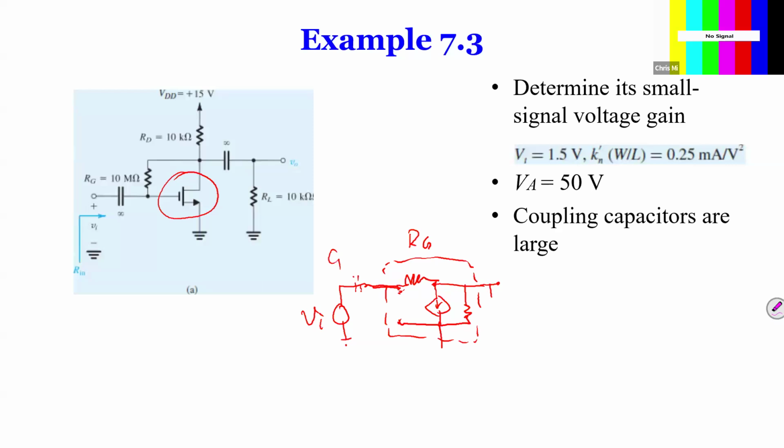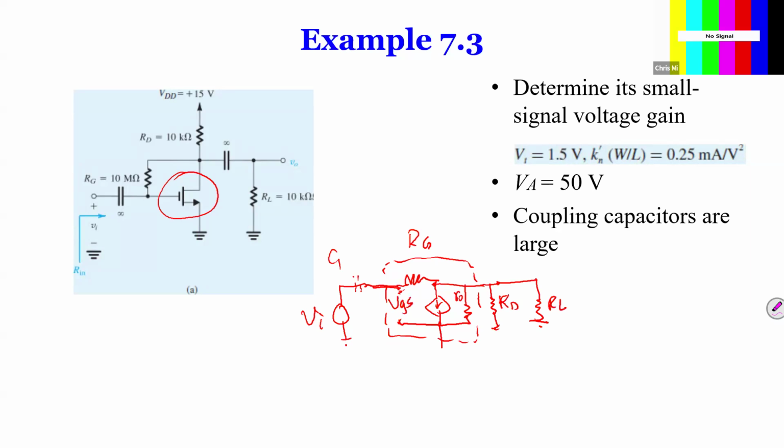Well, first of all, we have RD. This is RO. Also, we have RD. And then we have a capacitor, which is a short circuit. And then after the circuit, we have RL. Right? So now we got the equivalent circuit.